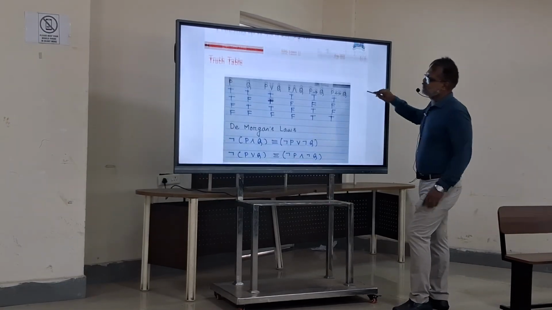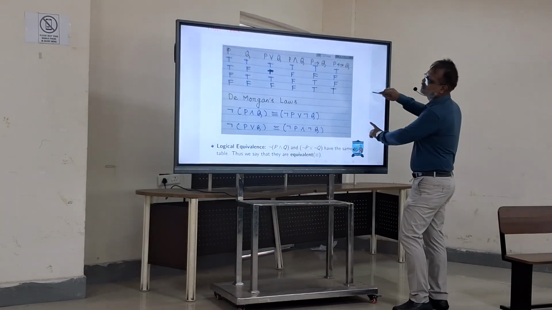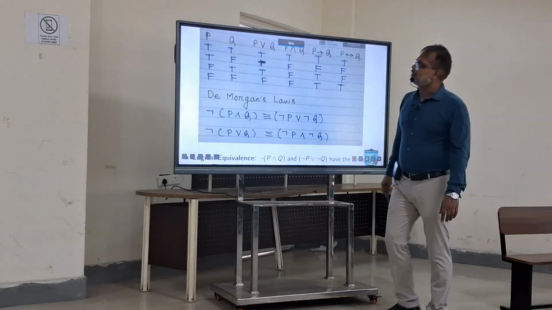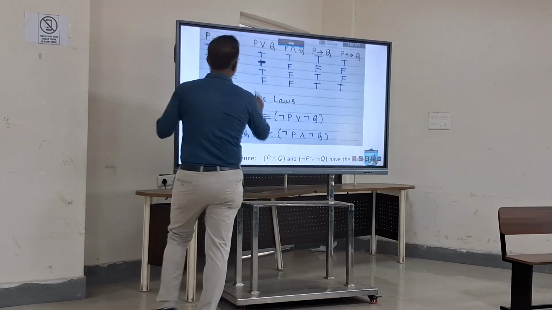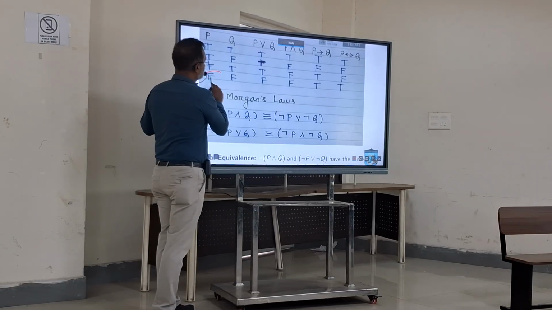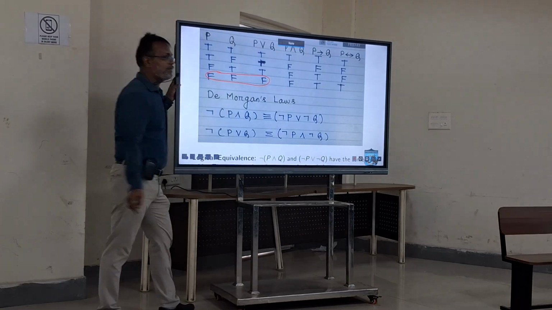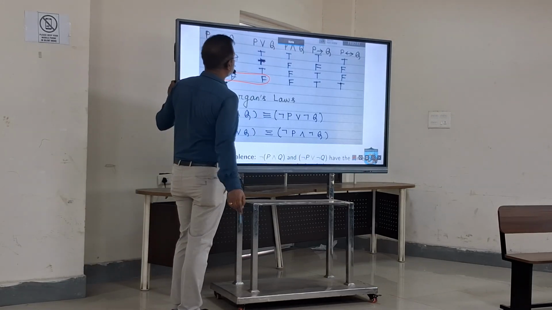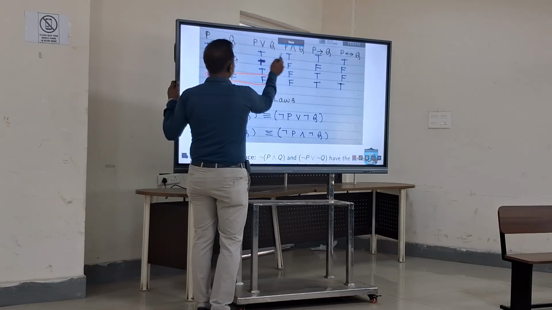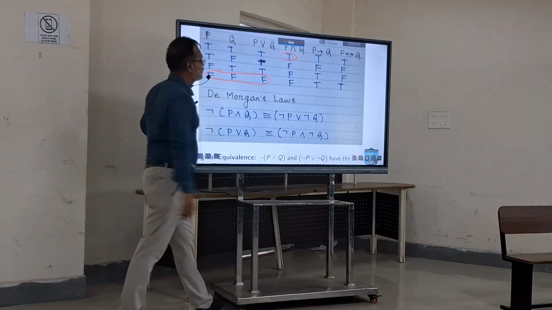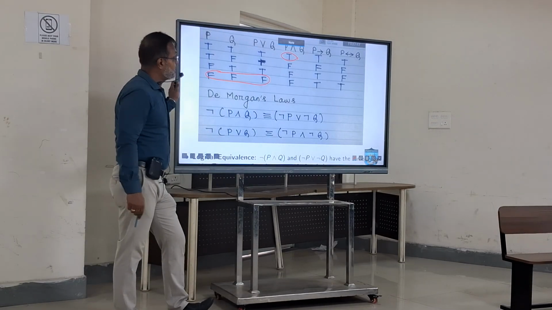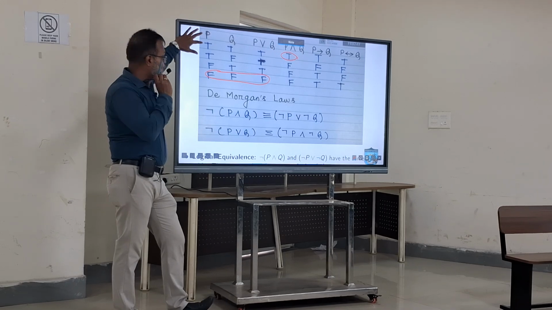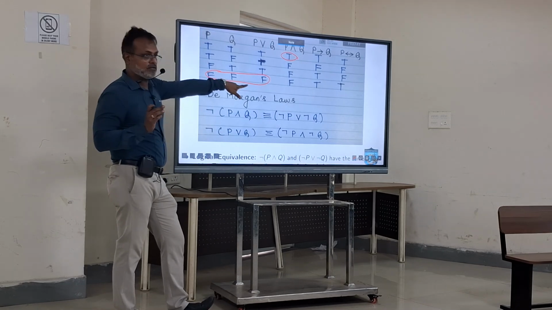Truth table, as we know, so just check it. P or Q is false only when both are false. Only when P and Q are false, P or Q is false. Similarly, P and Q is true only when P and Q are both true, otherwise false. But implication, you see, implication means if P is true, Q should be true, and if P is false, Q should be false. Okay.